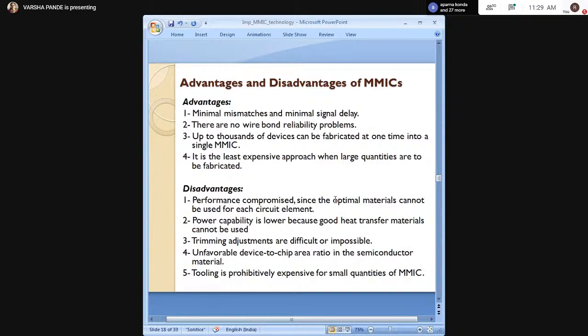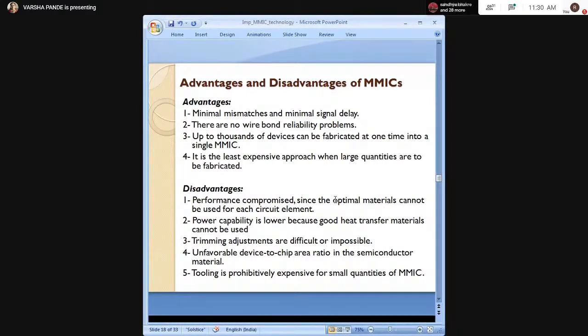Now you have to see the advantages and disadvantages of MMIC. Minimal mismatches and minimal signal delay. Minimal mismatches because all the devices are fabricated with very accurate dimensions and accurate quantity of the material, and therefore there are minimal mismatches of the devices. Therefore the circuit will work properly, and our circuit is very compact.